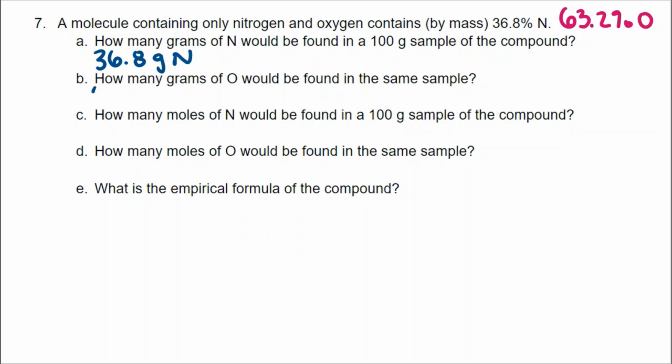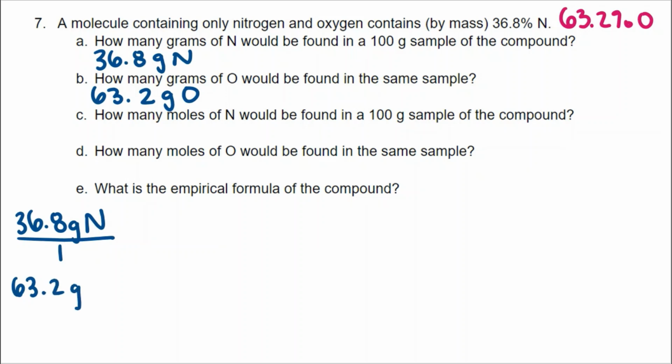Grams of oxygen would be 63.2. So the next step that we want to do is convert both of these numbers into moles. So I'm just going to start with both of these over 1. Now we just want to go from grams to moles, which we can do in one step.